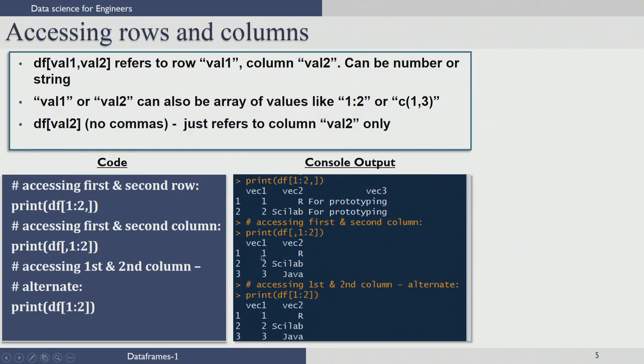You are able to access the first 2 columns of the data frame which we have created. If you want to access the first and second columns using just the column names, you can do so by just specifying df of 1 to 2. This is another way of accessing the columns of a data frame.